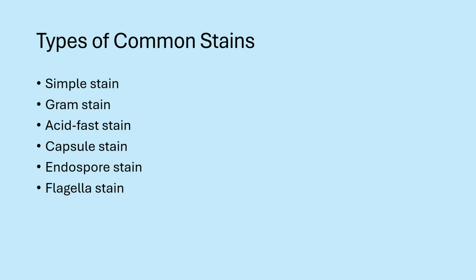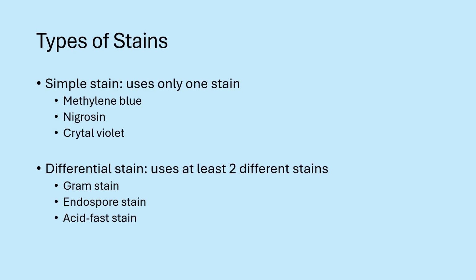Some common types of stains. We have a simple stain, gram stain, acid-fast stain, capsule stains, endospore stains, flagella stains. You'll be doing these, or some of these, in the lab. In terms of, once again, types of stains, we have one classification, a simple stain versus differential. The only difference is how many stains you are using. A simple stain just uses one stain or one dye. Examples are things like methylene blue, crystal violet, nigrosin. That's the only stain you add. So all the specimens, all the cells, are going to look alike.